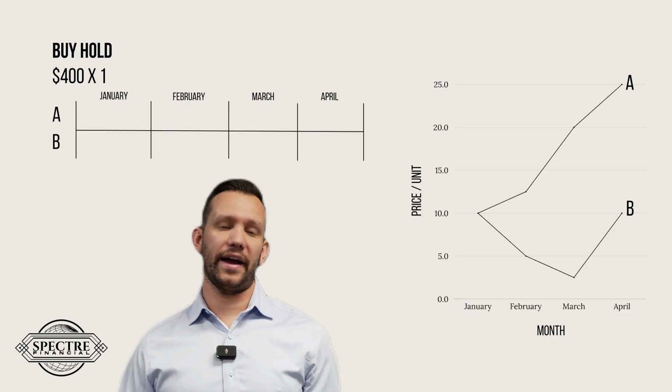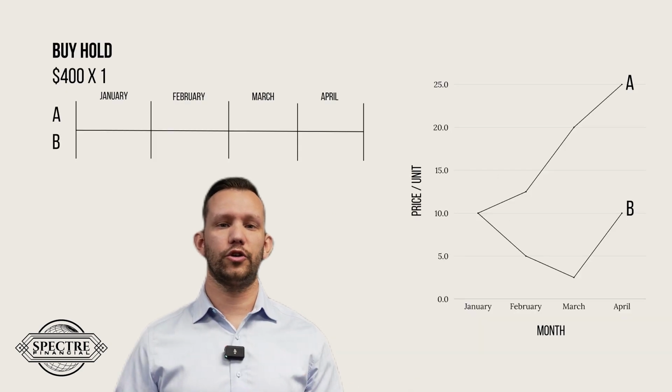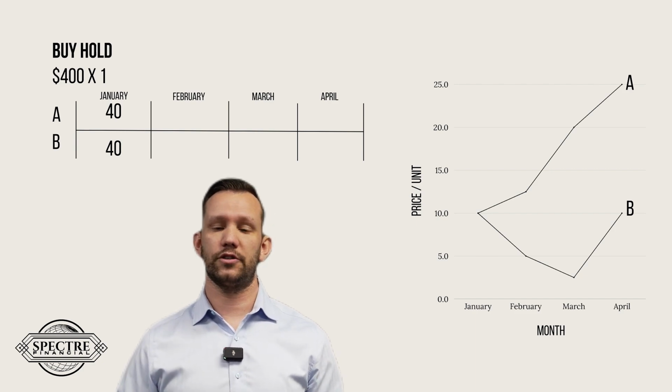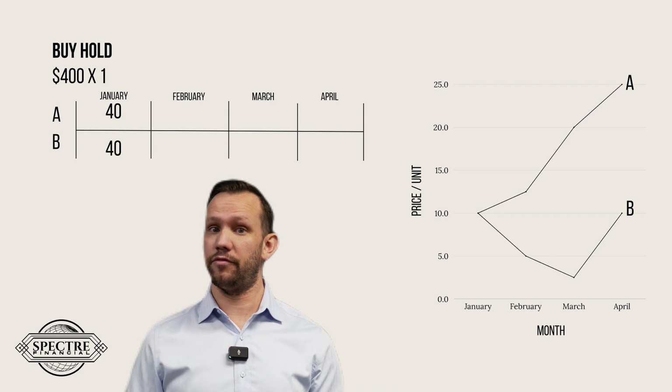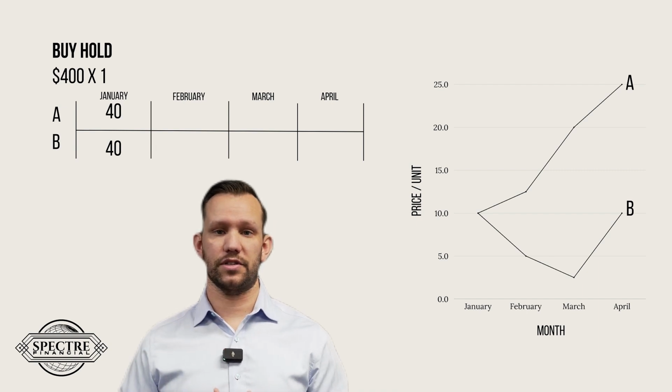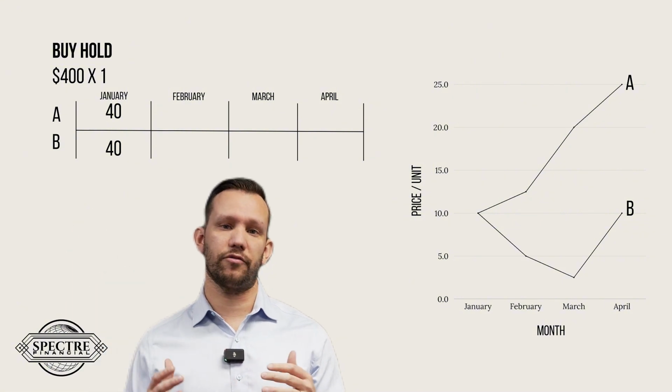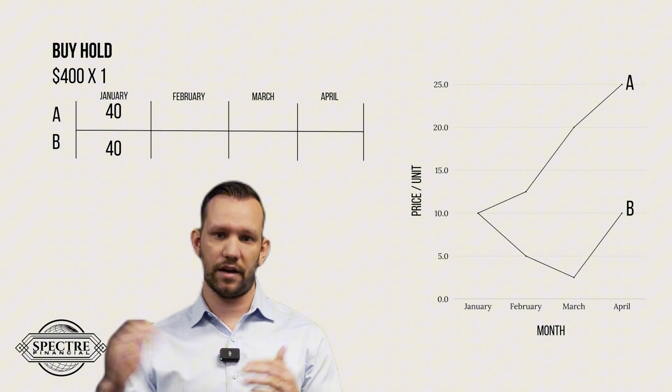So when we take the buy and hold strategy first, what we're going to do is invest $400 one time. And there's two different funds. We have Fund A and Fund B. You can see the graph here on the side where Fund A has a constant upward trajectory, whereas Fund B has some negative slides and then it comes back to even.